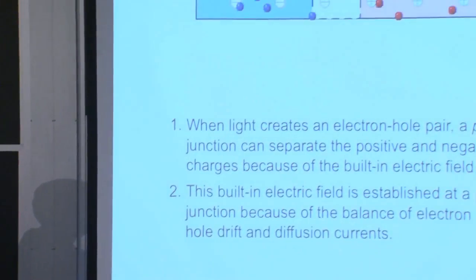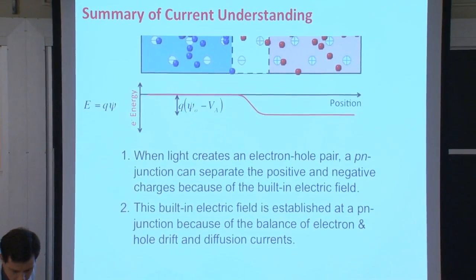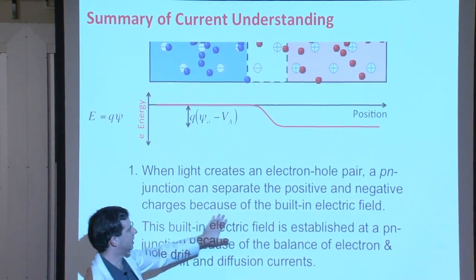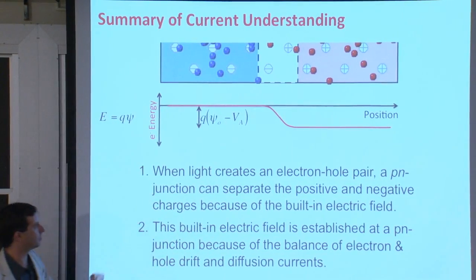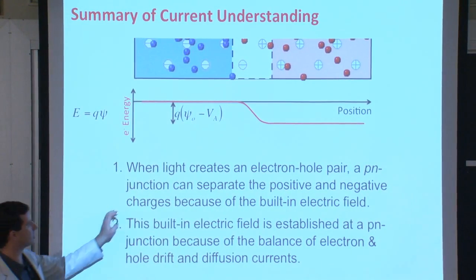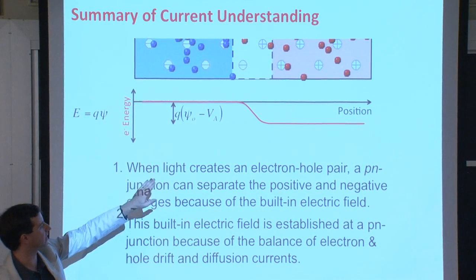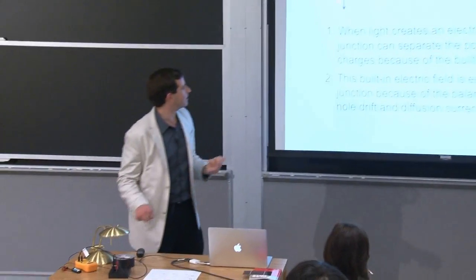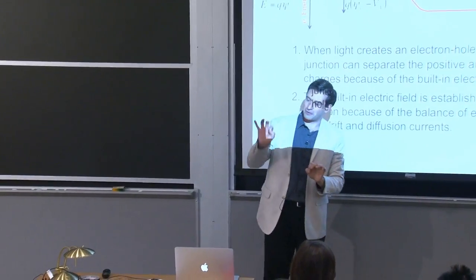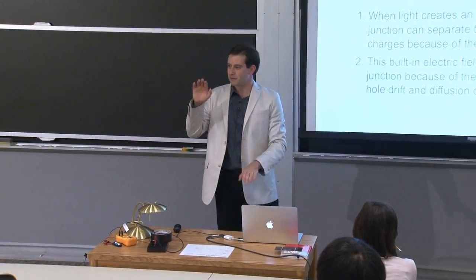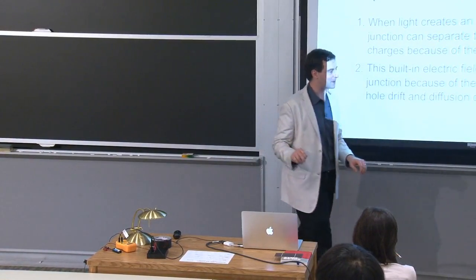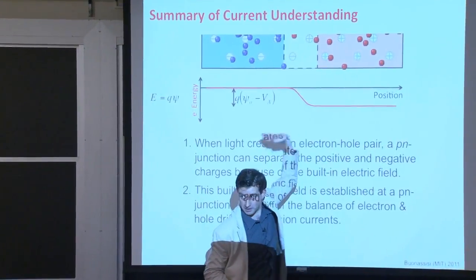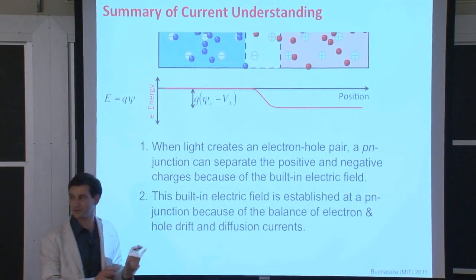The summary of our understanding so far is that when light creates an electron-hole pair, a p-n junction can separate the positive and negative charges because of the built-in electric field. Let me repeat that one more time. When light creates an electron-hole pair, a p-n junction potentially can separate the positive and negative charges because of that built-in electric field. For very small light intensities, such that you can think of that photogenerated carrier as a perturbation to the system, not fundamentally altering the energy levels yet, it does eventually happen. But if you have, say, one photon coming into your material, exciting an electron over here, that electron can move down, can be swept out of the device because of that built-in electric field.